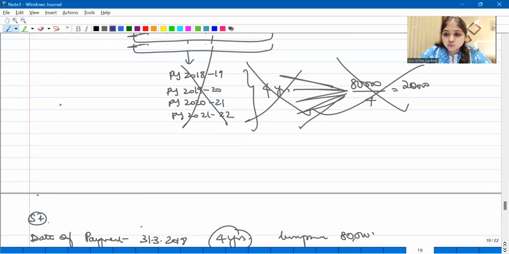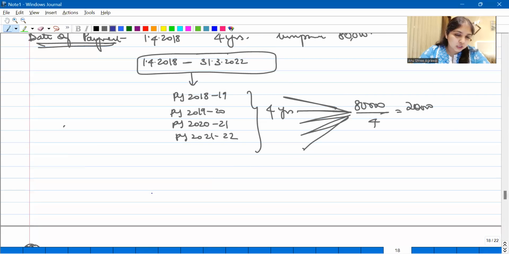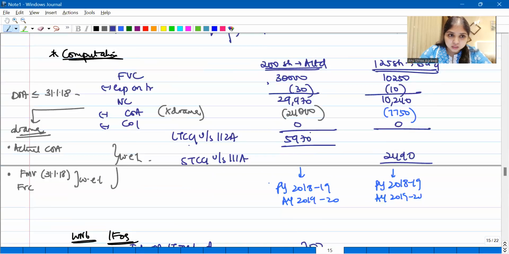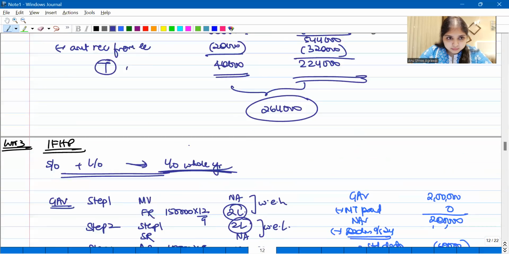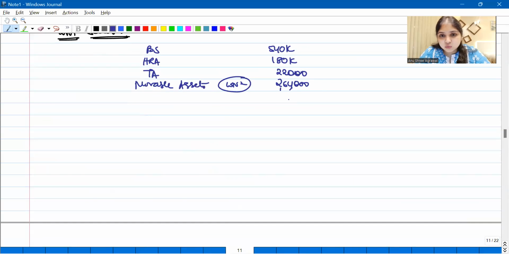Shall we close the working notes one by one? Come on, you guys, let's close it. Let's come back to working note number 1. Working note number 1 was salaries. 5,40,000, 1,80,000, 22,000 and 2,64,000.